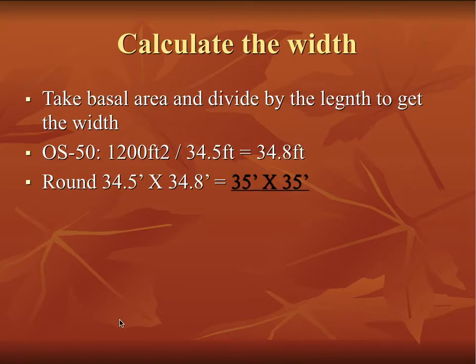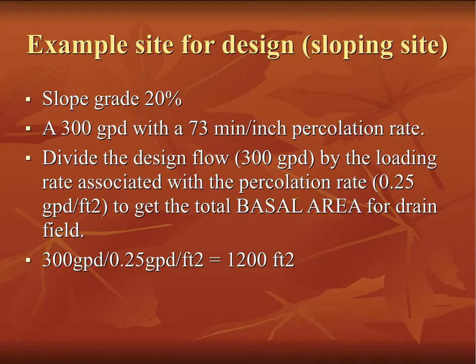From here, just basic math to calculate our width. Since we already know our total basal area of 1,200 square feet, we take that and divide by our length, which includes that side slope that we just figured out, of 34.5 feet, and that gives us a width of 34.8 feet. What you do just to make life simpler is round up to the nearest foot, and it'll give you your dimensions of 35 by 35.5 feet. So in this case, it's a square drain field.